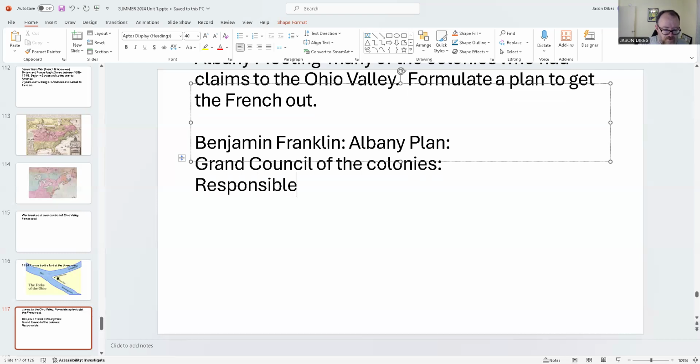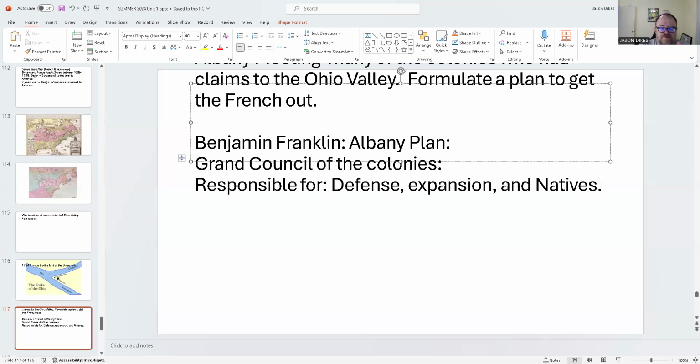They would be responsible for defense, expansion, and natives. Okay? Because defense, expansion, and natives are something that all the colonies have to deal with to some extent or another, except probably for a few of the Atlantic seaboard, probably Massachusetts. No, I think maybe Massachusetts might be the only one. The other colonies still had natives to some extent in them.